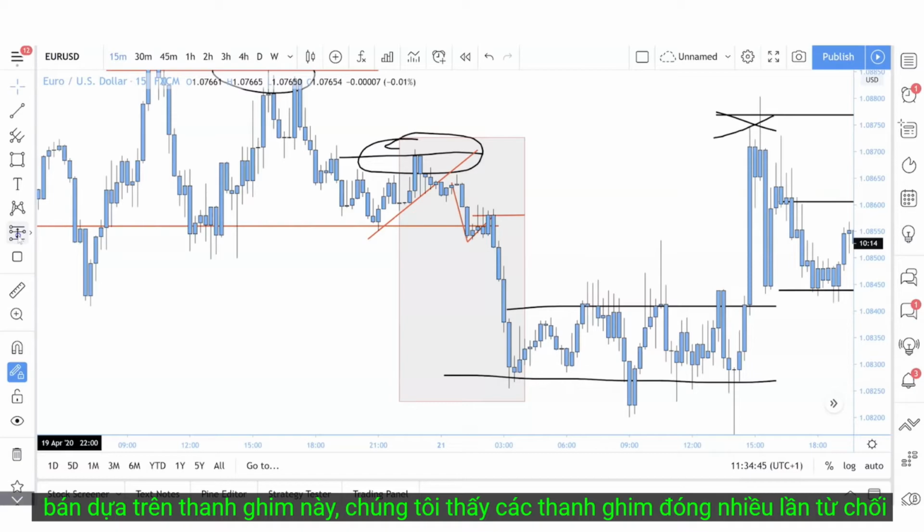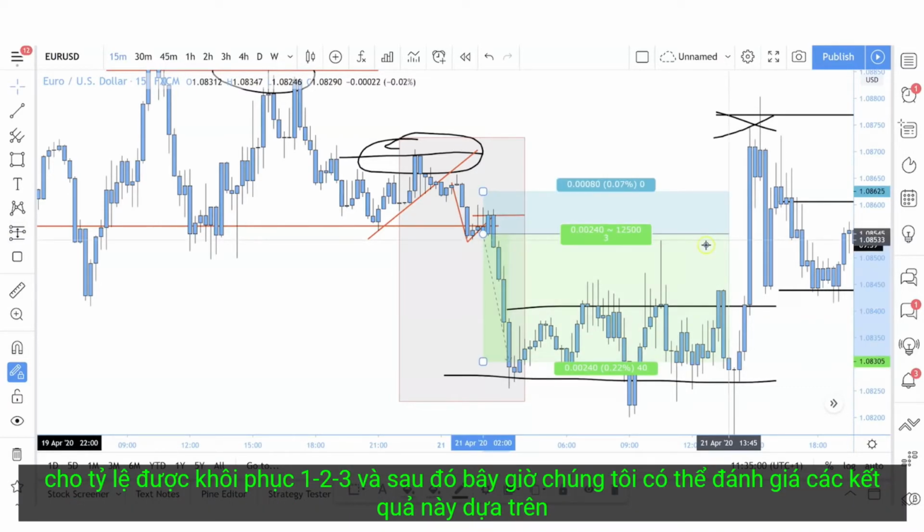We see the pin bars close, multiple rejections, and we place our stop loss comfortably above structure. So we'll go for, in this instance, an 8 pip stop loss, and we're always going for a 1 to 3 risk to reward ratio. And now we can gauge these results based off what happens here.